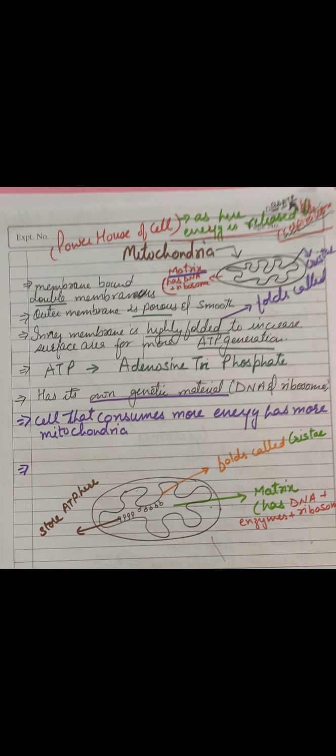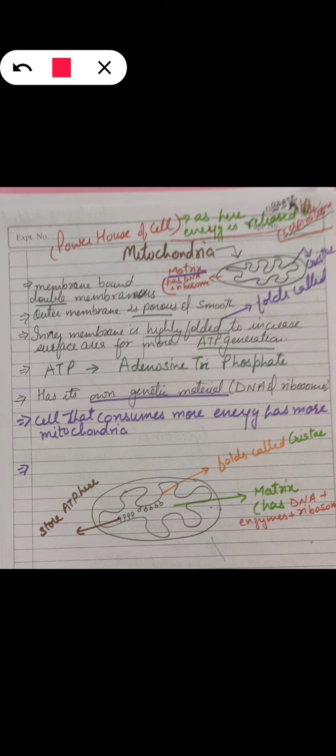Due to the presence of DNA, this is called a semi-autonomous organelle. It means it is semi-independent. It is not wholly dependent upon the nucleus. So sometimes a question is asked: name the organelle which has its own genetic material. So you will be writing the DNA.